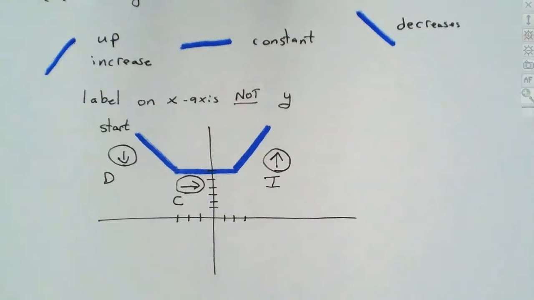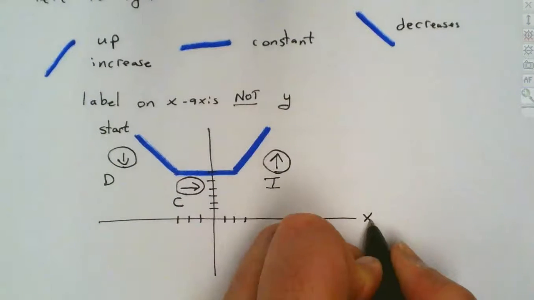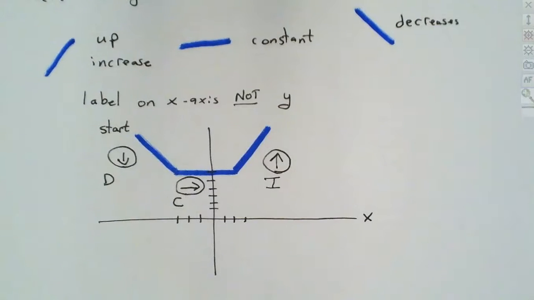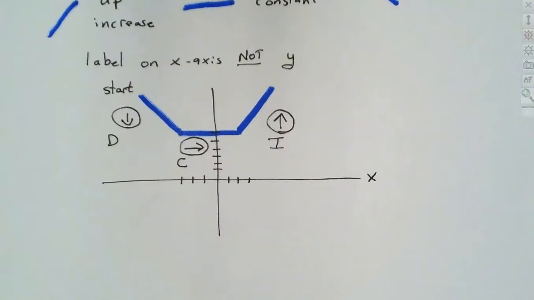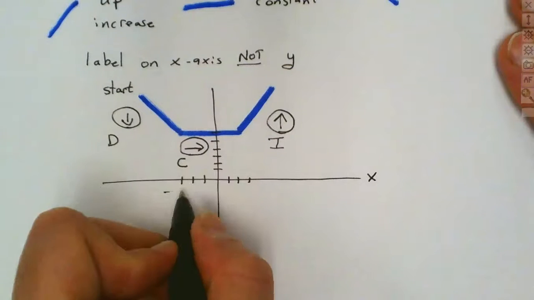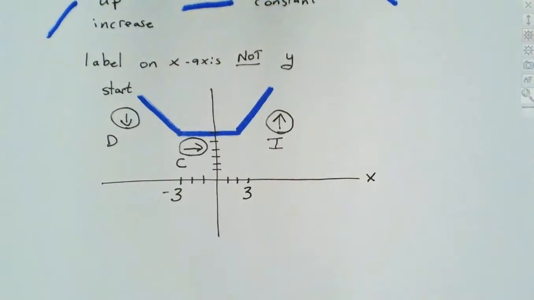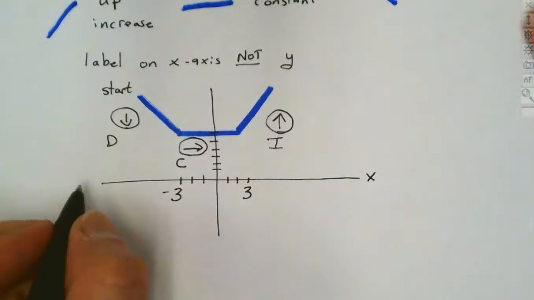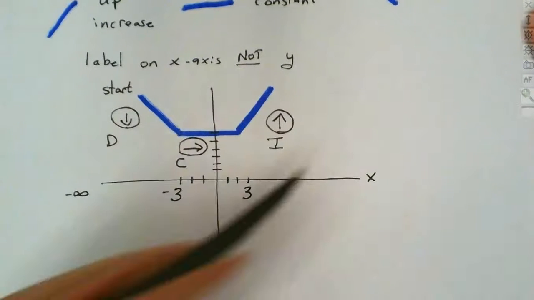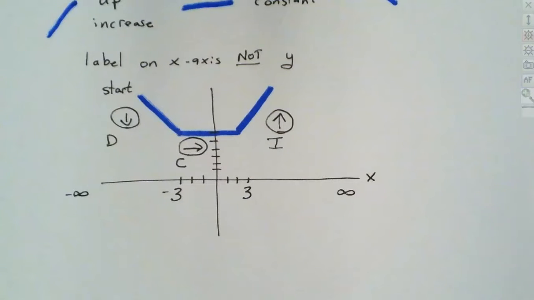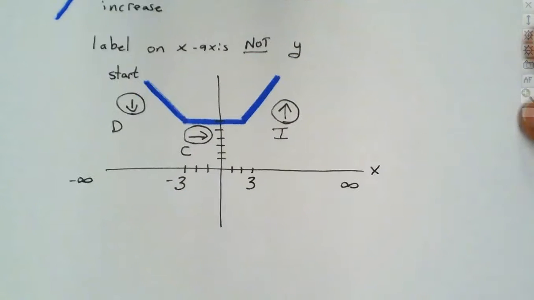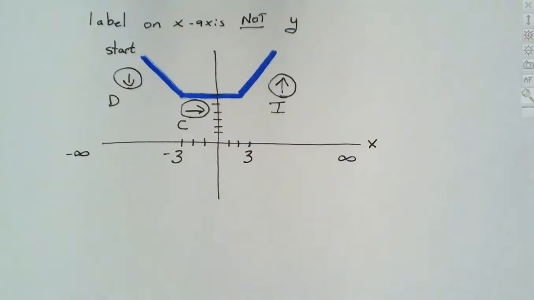Now, we do not label on the y-axis. We label it based upon the x-axis. So don't even label the y at all, only label the x-axis. And the x-axis, where it changes, is going to be at -3 to 3. If you read it on the tick marks there, it looks like it changes from -3 to 3. And of course, back on the left is negative infinity, and back to the right is positive infinity. Now, we need to get where it increases, where it decreases, and where it remains constant.